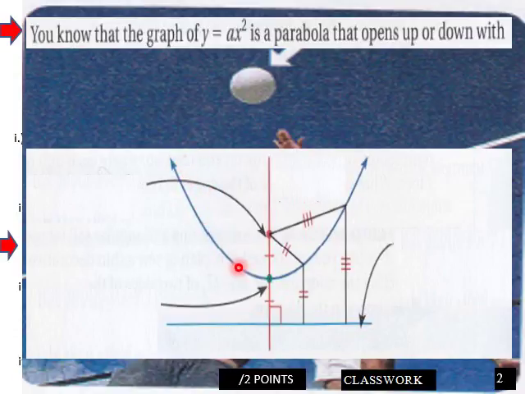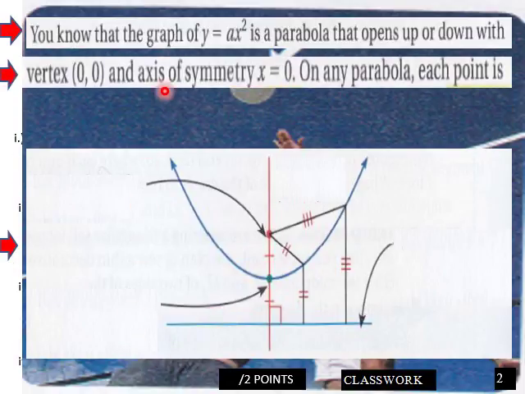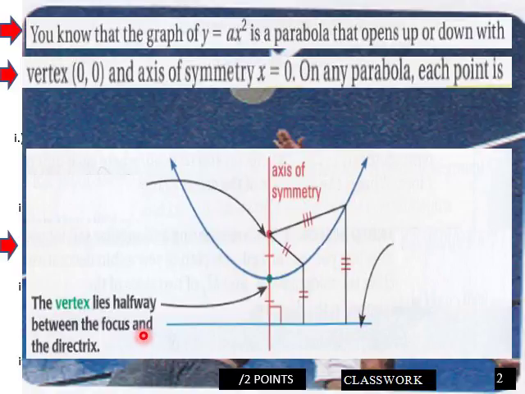Here's a parabola. It opens up, so you know that the a of that quadratic is positive, with a 0, 0 vertex, and the axis of symmetry would be x equals 0. The axis of symmetry is here. The vertex lies halfway between the focus and the directrix, so this would be the vertex here.